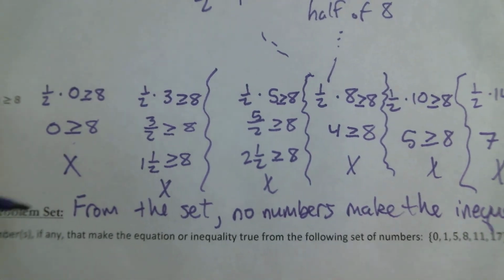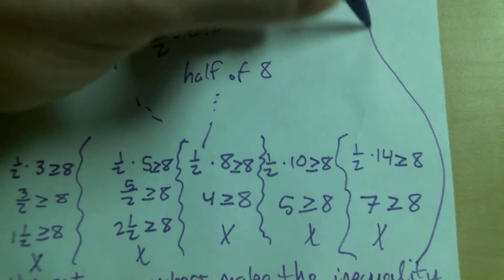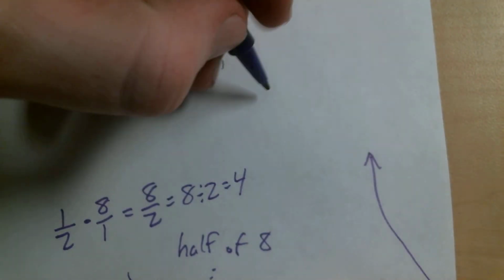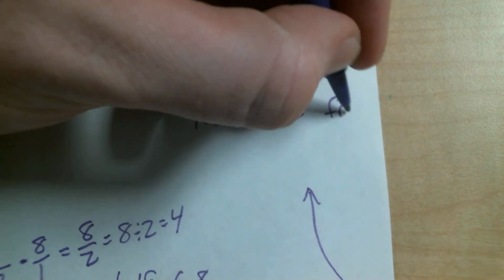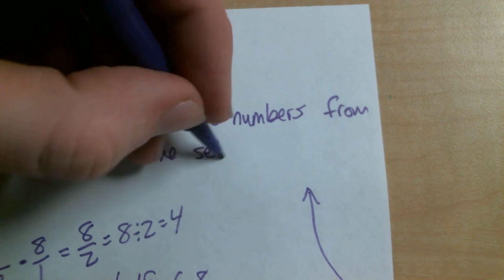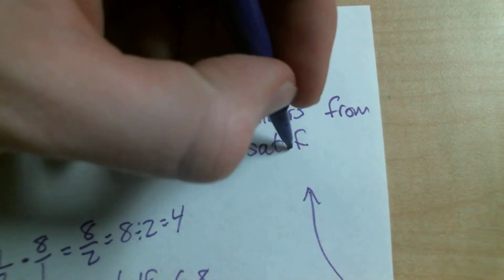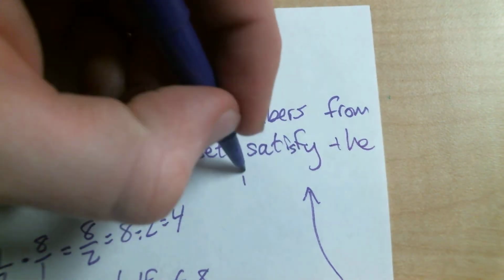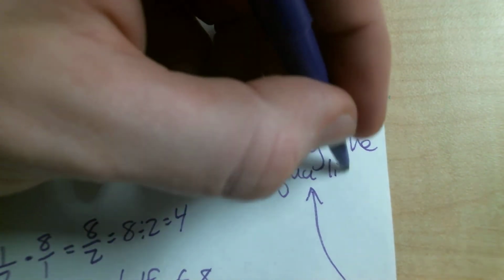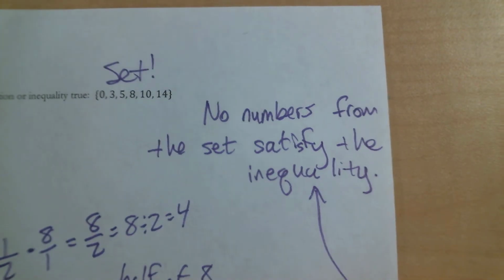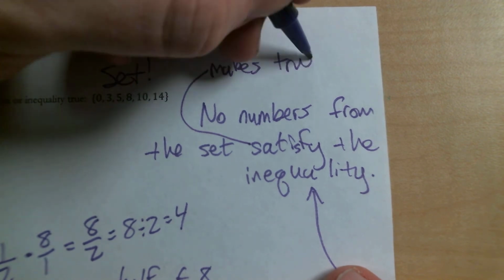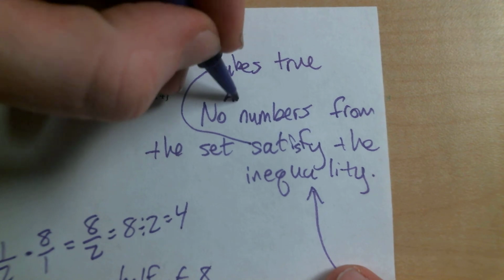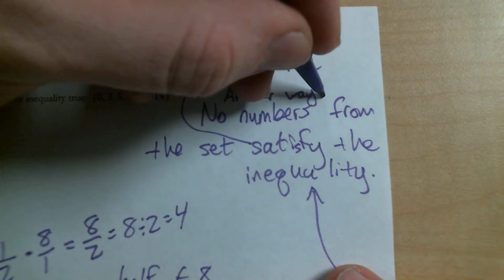And I want to give you one more way to say this because, one, this takes a long time to write, and you can sound fancier with this other way. So I want you to draw an arrow up to here. Here's another way you can say this. You can also say no numbers from the set satisfy the inequality. So that's another way you can say that. No numbers from the set satisfy the inequality. The word satisfy means makes true. So again, this is another way to say this. Boom. Nailed it.